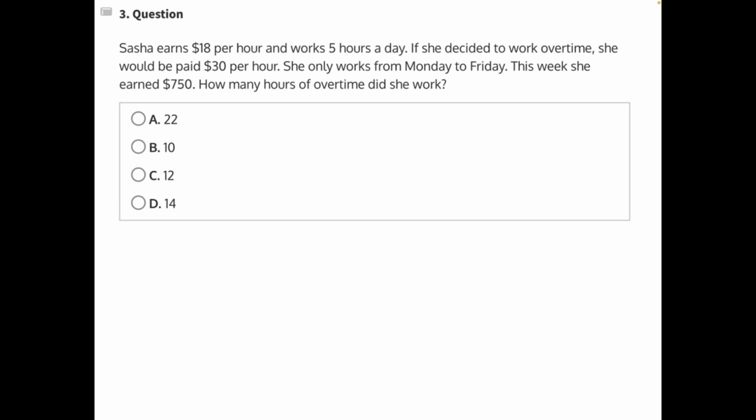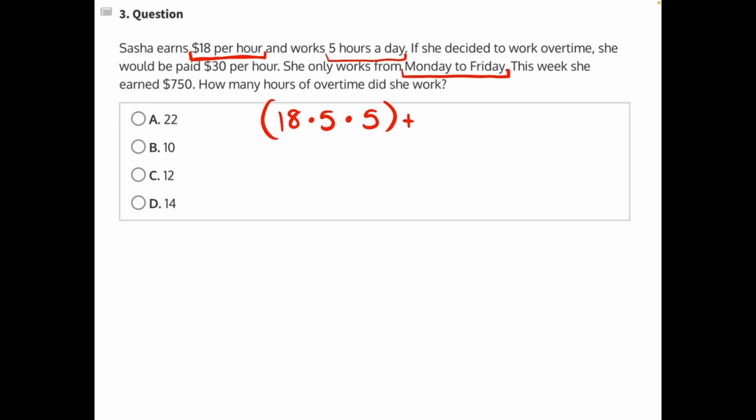To solve this question, we need to translate all of these words into a mathematical equation, starting with how much money she made without her overtime. Without overtime, her wage is $18 per hour, and she works 5 hours a day. So $18 an hour times 5 hours a day. We're just missing how many days she worked. She worked Monday to Friday, which is 5 days. So everything in the parentheses will give us how much money she made without overtime.